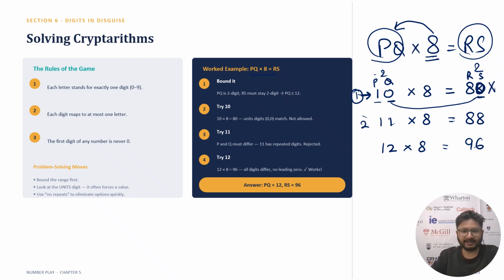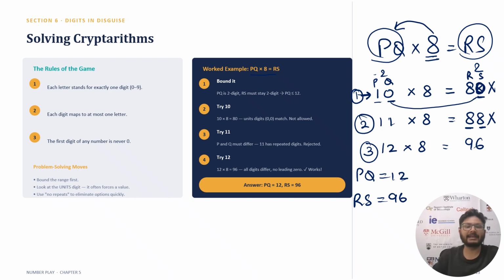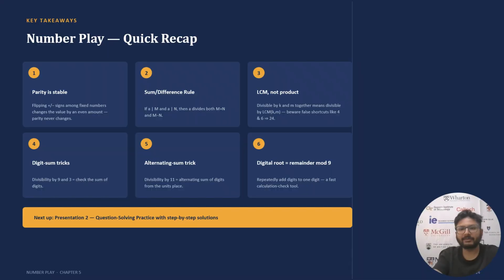Now, in the second case, the values of R and S come out to be the same, which is again not possible because R and S are different letters. So this is also not possible. In the third case, I can see that I'm getting a unique value for P, Q, R, and S. So PQ is equal to 12 and RS is equal to 96. This is how you solve a cryptarithm. It is basically a puzzle that has been given to you.